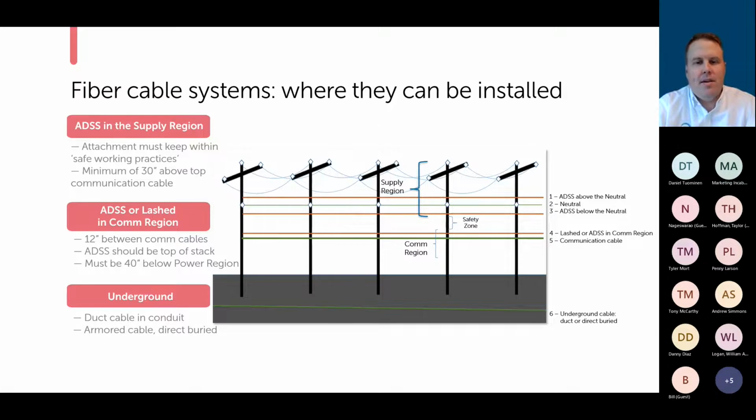The other thing that's going to be very common, and comes from more of the traditional telco background, is a lashed approach in the comm region. So you're going to be 40 inches below the power region, and then depending on how many providers there are, you could see 2 or 3 different cables in that area, but they're all going to be 12 inches apart.